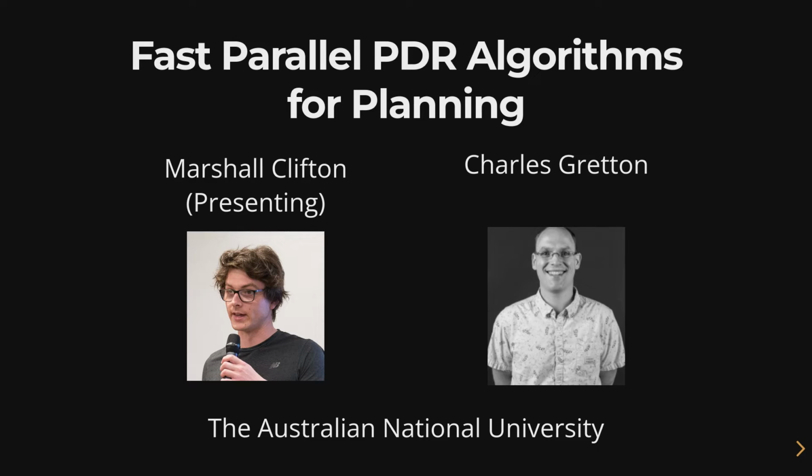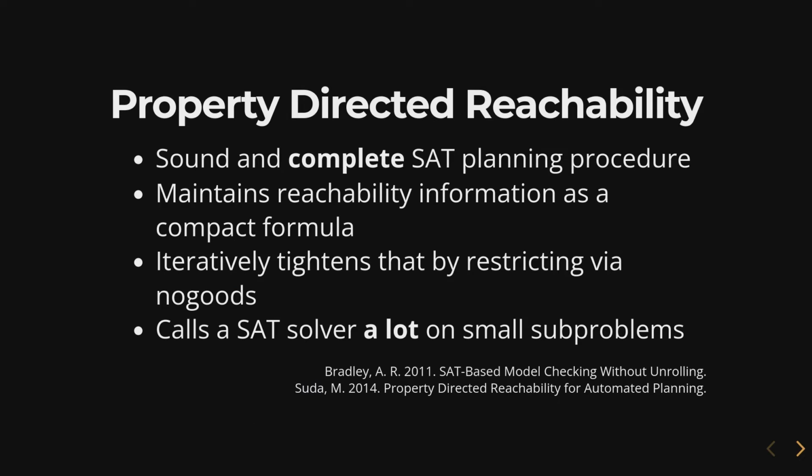I'm going to be presenting some work I've done with Charles Gretton on parallelizing property-directed reachability. Property-directed reachability, PDR, is a sound and complete planning procedure which maintains and iteratively tightens reachability information about the system. This reachability information, known as layer information, is at the core of PDR. This is a compact formula which is tightened by finding no-goods in the system.